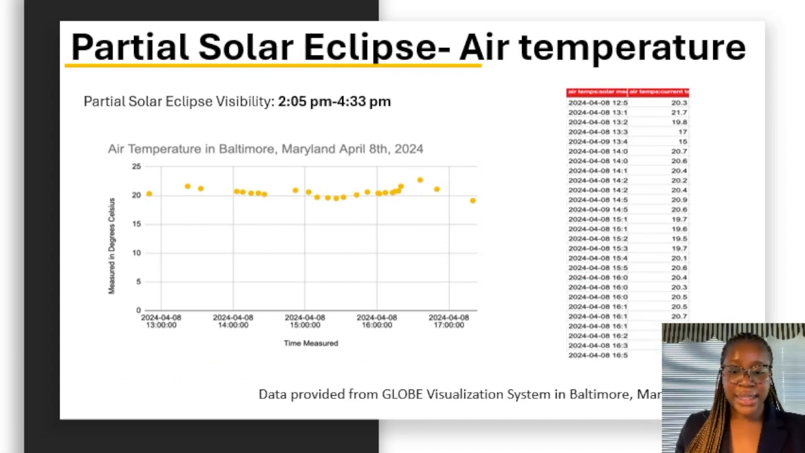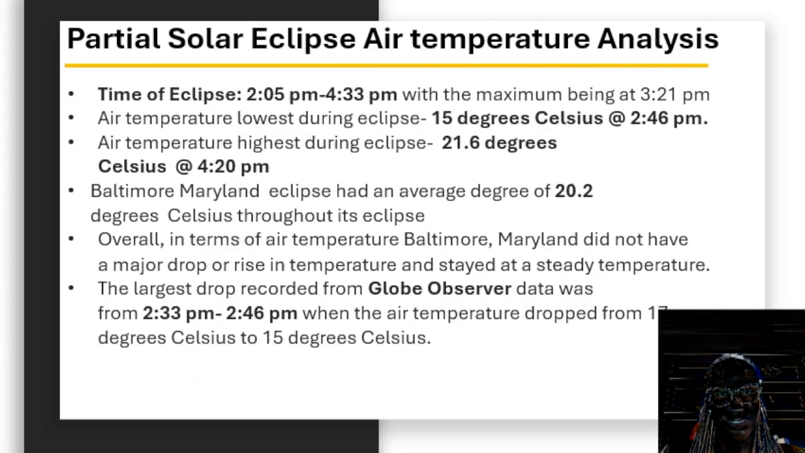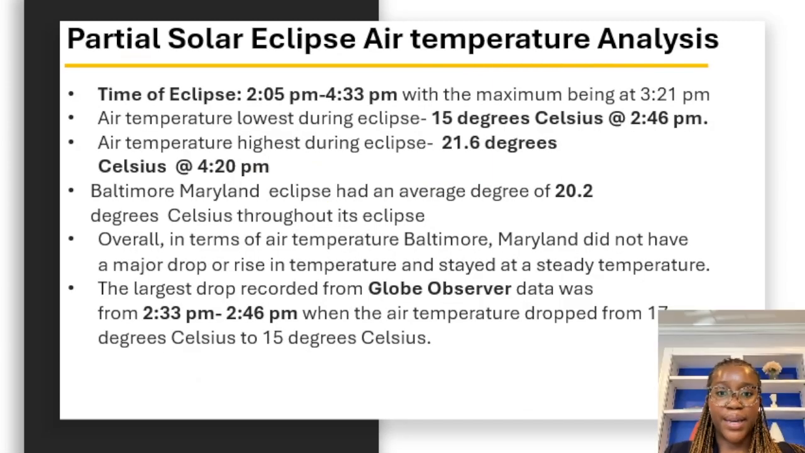This scatter plot is a representation of the exact time the solar eclipse happened in Baltimore County. I also included the air temperature 30 minutes before the eclipse to see if there was a drop in temperature once the eclipse started. As stated before, the time of the eclipse was from 2:05 p.m. to 4:33 p.m., with the eclipse reaching its maximum at 3:21 p.m. The lowest air temperature during the eclipse was 15 degrees Celsius at 2:46 p.m. The highest recorded air temperature was 21.6 degrees Celsius at 4:20 p.m. Baltimore County's eclipse had an average of 20.2 degrees Celsius throughout the eclipse.